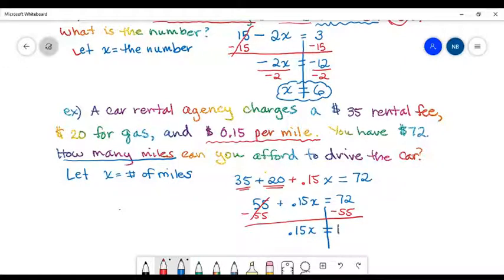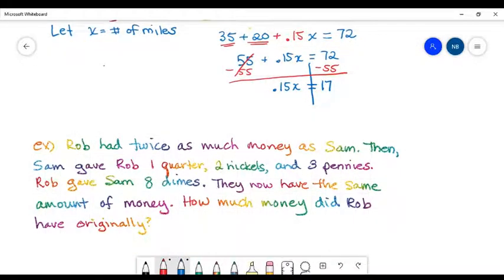Yes, of course. And then I need to isolate x. The 0.15 is being multiplied by x, so I need to divide by it so that the coefficient on x reduces to 1. That leaves me x equals 17 divided by 0.15, which is 113.3 repeating miles. Okay, that's not a super practical answer, so we would say that you can drive the car 113 miles.